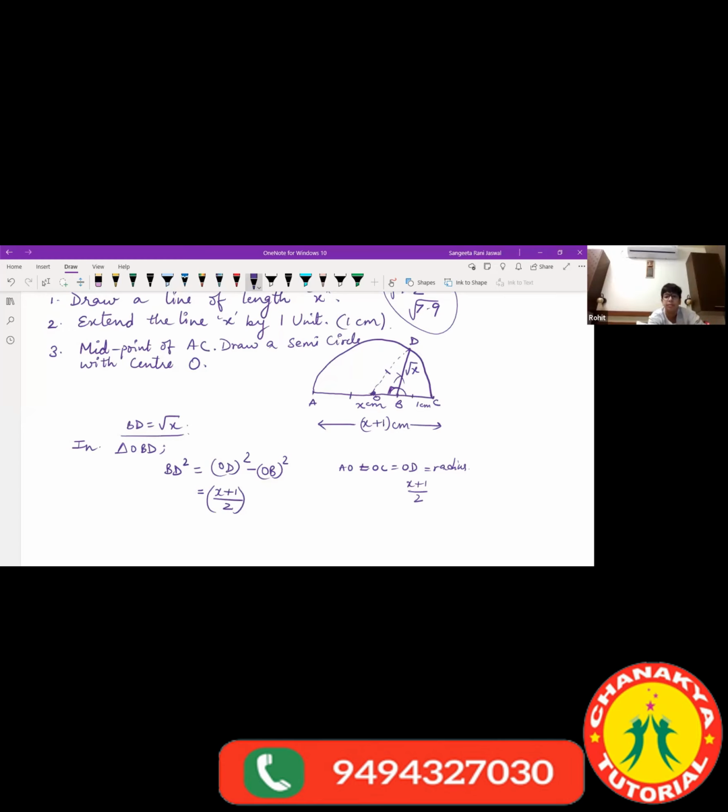Any point on the circle from the center is the radius. So OA is the radius, OC is the radius, OD is the radius. And this complete distance from A to C was the diameter of the semicircle. Radius is half of the diameter, so we took (x plus 1) by 2. This is the radius, or you can say OD. So here in place of OD, I will write ((x plus 1) by 2) the whole square, minus.